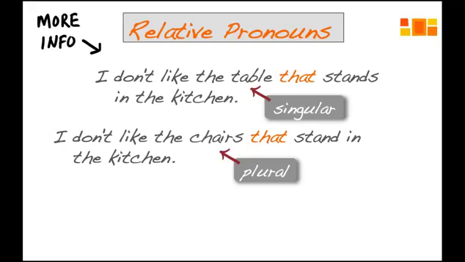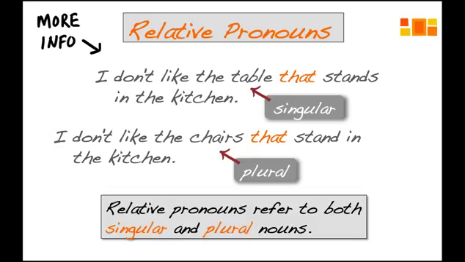Now, in the languages that I know outside of English, which are German and French, the relative pronoun takes different forms. There is a singular and a plural form, and there's also a form for masculine and feminine nouns. Not in English. And this is good news, because there is no change that has to be applied here. Relative pronouns refer to both singular and plural nouns.